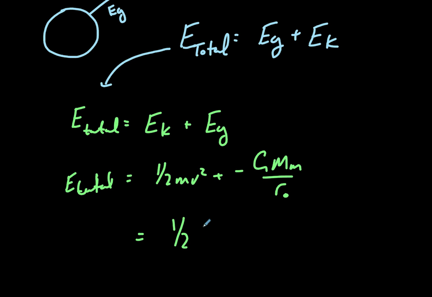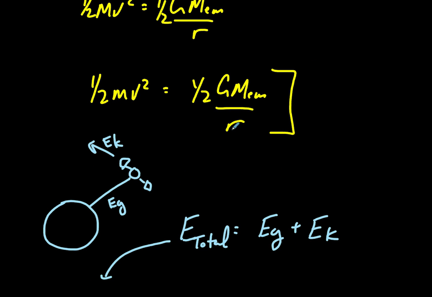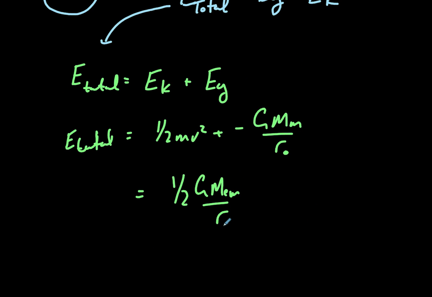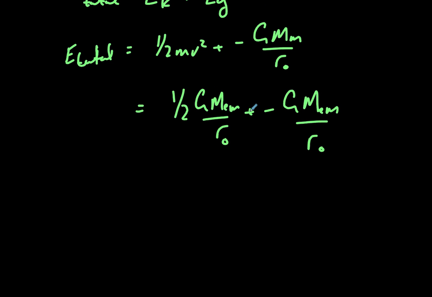1/2 G m_E m over r, and that's at that orbital height, of course, plus negative G m_E m over r naught. Well, that's interesting. 1/2 subtract a whole will give me what?